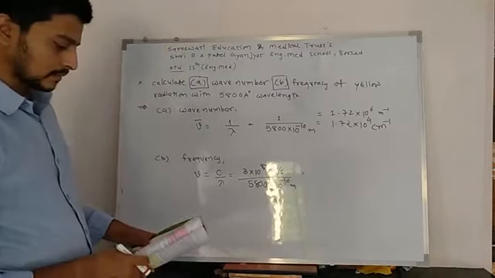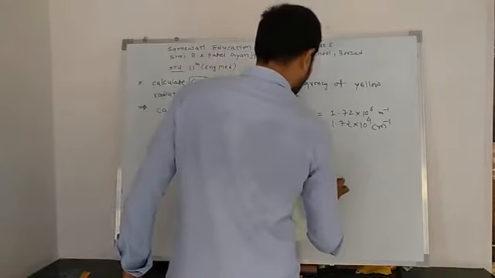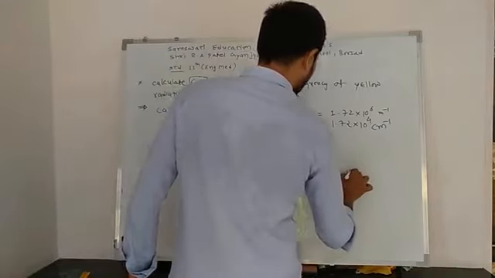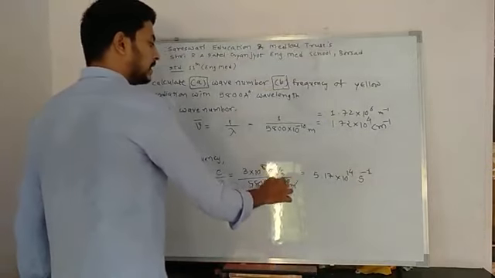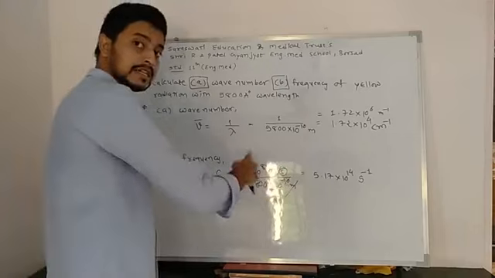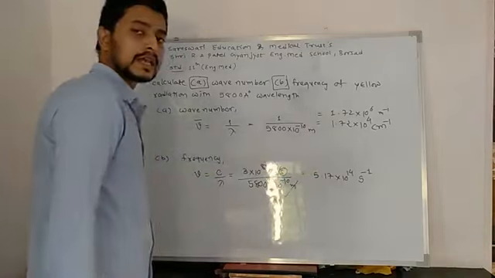So our answer is 5.17 10 power to 14. The unit is second inverse, because look here, meter is cancelled and second is in the denominator. So if we convert, it will become second inverse.